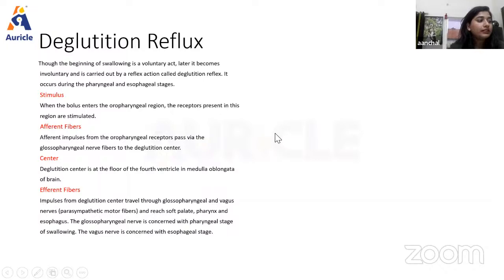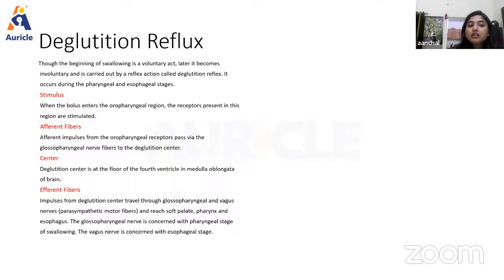Okay. Now another thing, we have the deglutition reflex. Though the beginning of swallowing is, as we know, a voluntary act, later it becomes involuntary and it is carried out by the reflex action known as deglutition reflex. It occurs during the pharyngeal and esophageal stages, because both the stages are involuntary.